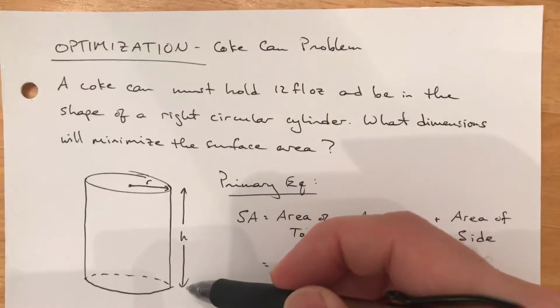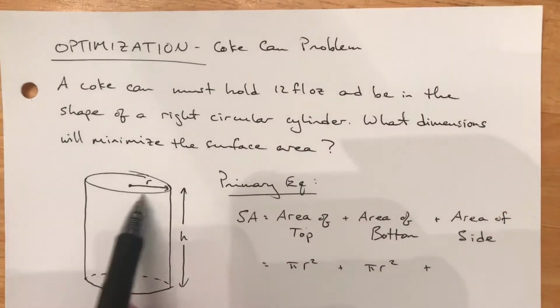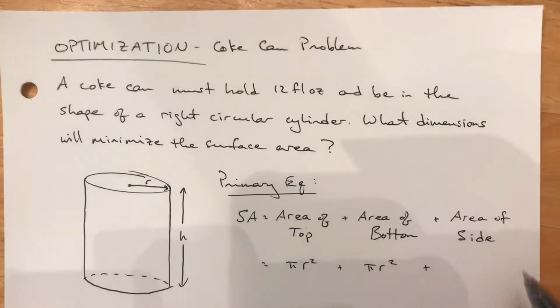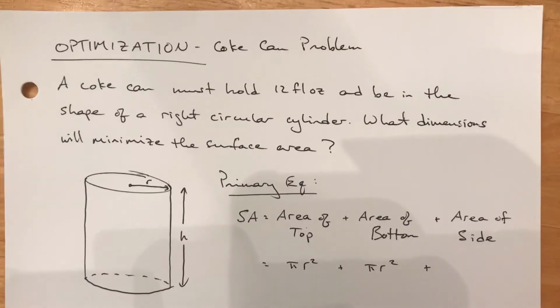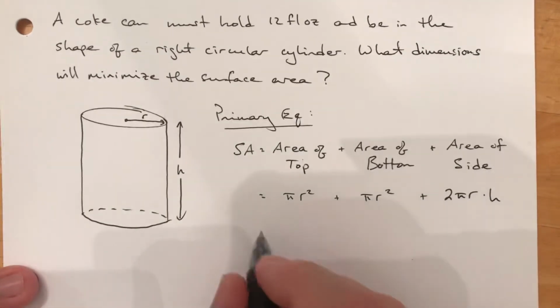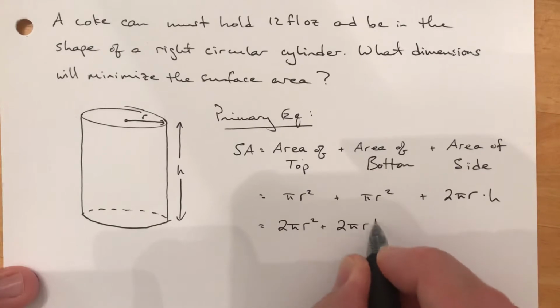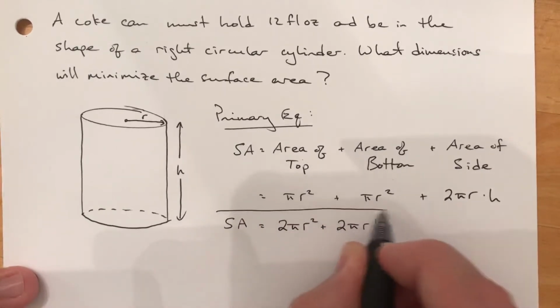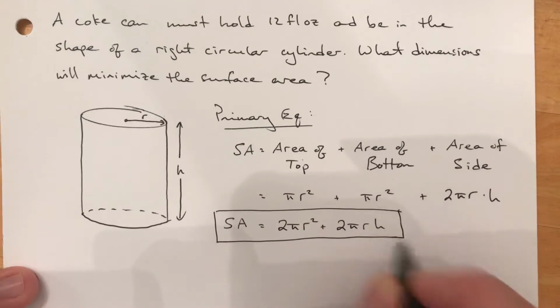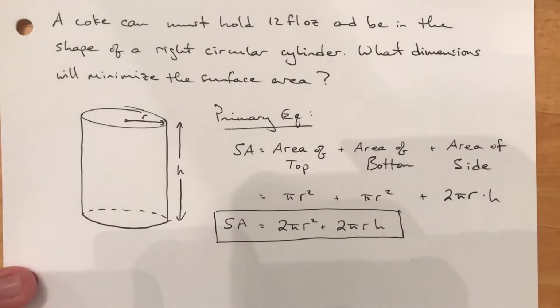One side of the rectangle is going to be h, and the other side of the rectangle, if it's got to wrap all the way around this can, the length of that side is going to be the circumference of our circle. And the circumference of a circle is either pi times the diameter or 2 pi r, and we will multiply that by h. We'll simplify. We have a pi r squared plus another pi r squared is 2 pi r squared, plus this 2 pi r h. So our primary equation, surface area, we have a formula for that now.